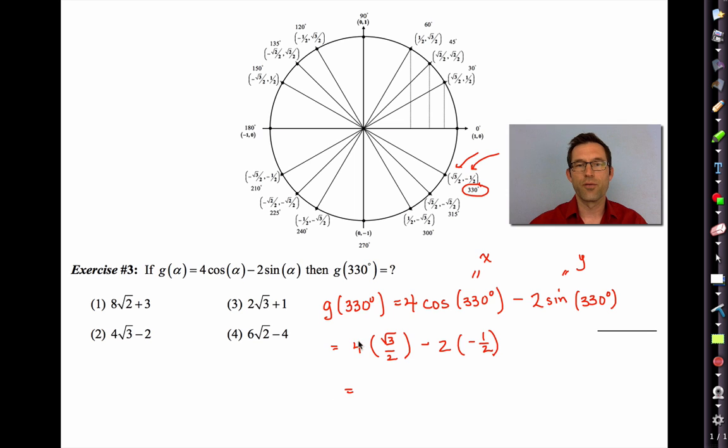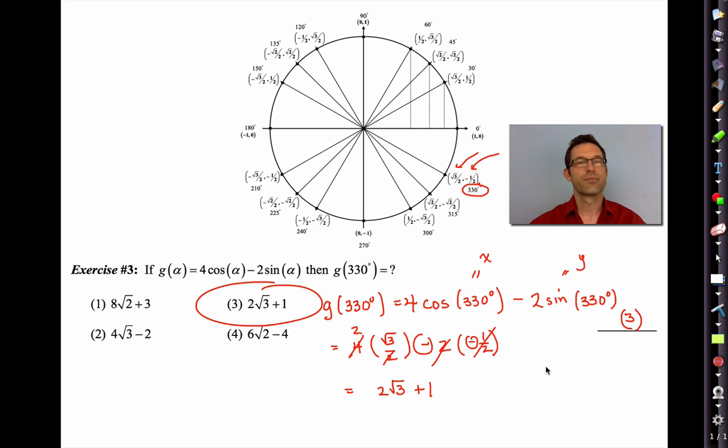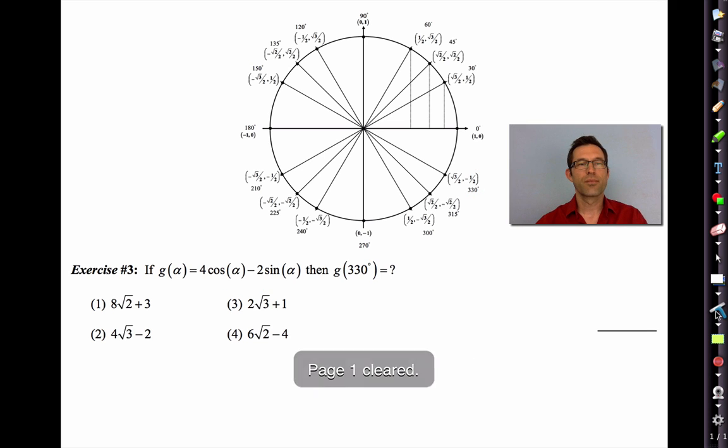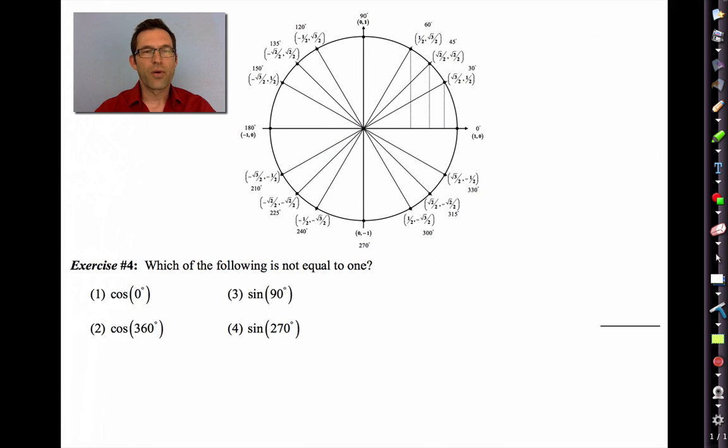Now we just have to be careful. 4 divided by 2 gives me 2. So I get 2 root 3, and then I've got a negative times a negative, which is a positive, and of course 2 times 1/2 is 1. So there it is. All right, not too bad. Again, pause the video, write down anything you need to. Okay, I'm going to clear out the text. All right, see if you can answer number 4.